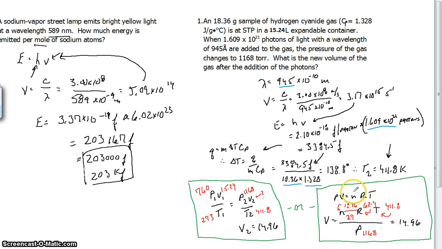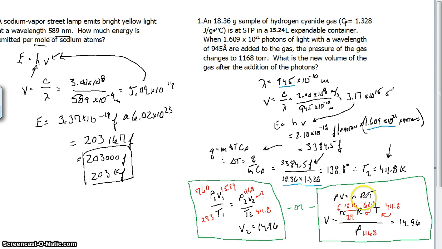Now there are two ways you can really solve this. One is P1 V1 over T1 equals P2 V2 over T2. I plug in my standard pressure and temperature and my initial volume of 15.24. I plug in my new conditions. Here's my new pressure that's, again, given to me in the problem. That's 1168. I'm solving for my new volume, and I have now figured out my new temperature based on the heat that I put into this gas as 411.8. You solve and you get a V2 of 14.96.